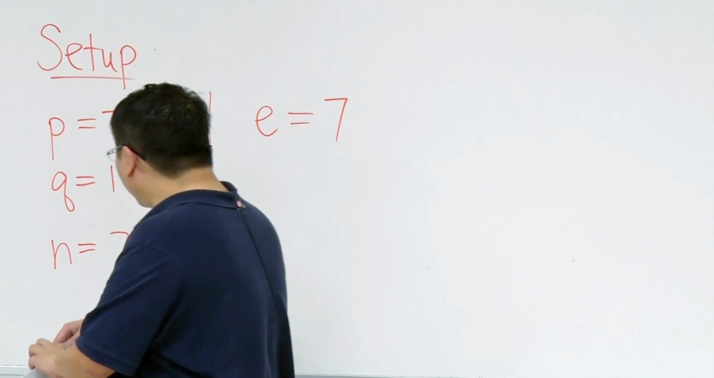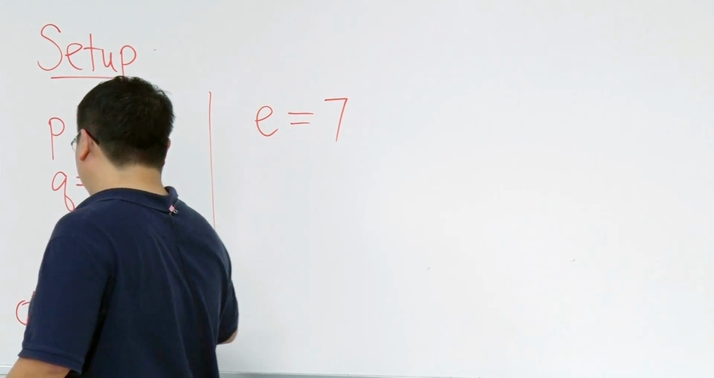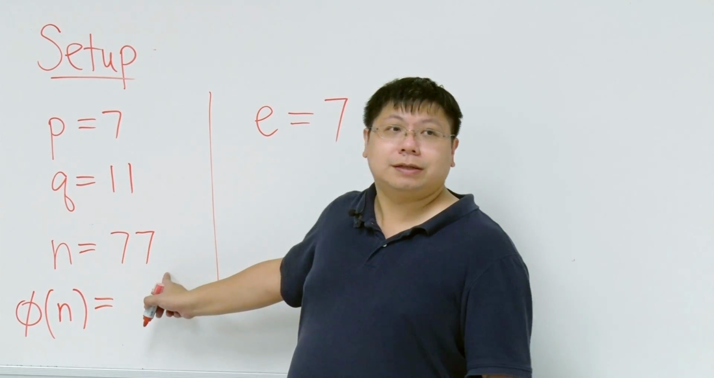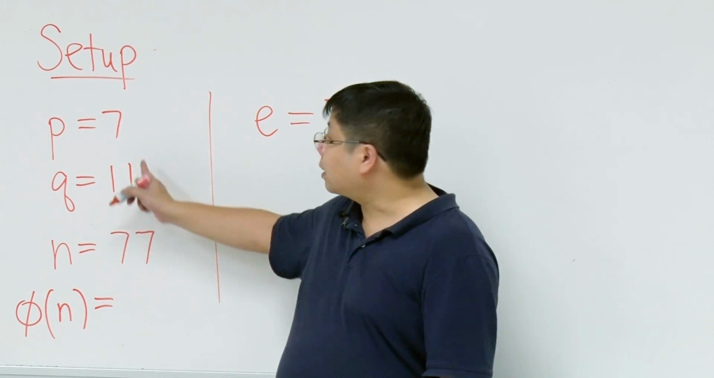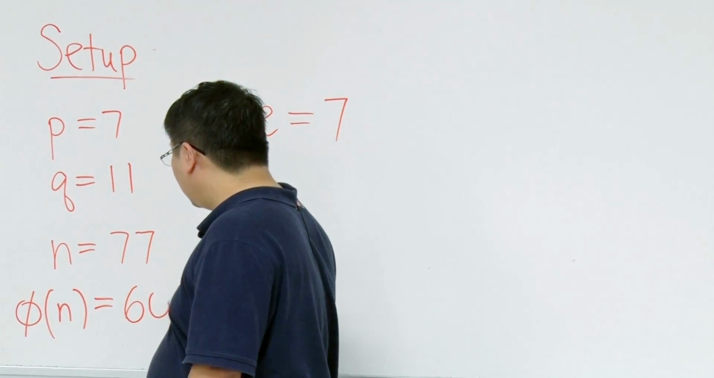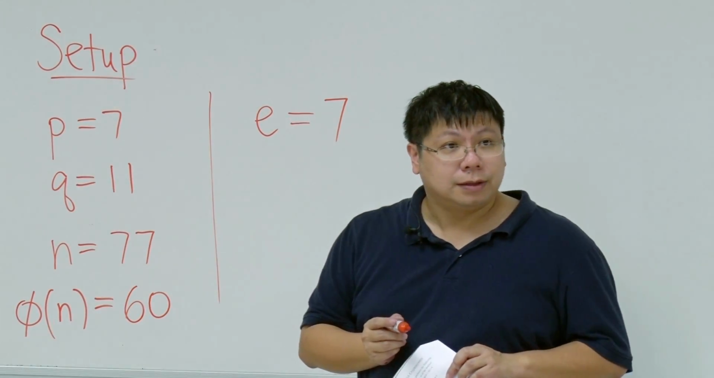So we need to find out what phi of n is. Look at 77. It is difficult, right? But if you look at 7 and 11, that's easy. It's p minus 1 times q minus 1, so it is 60. Is that okay? So we can choose e equal to 7.